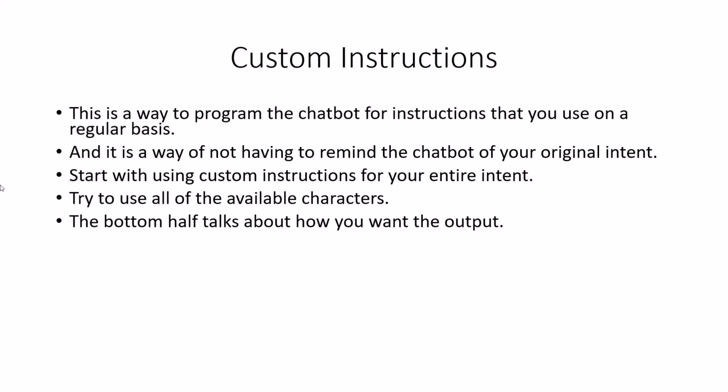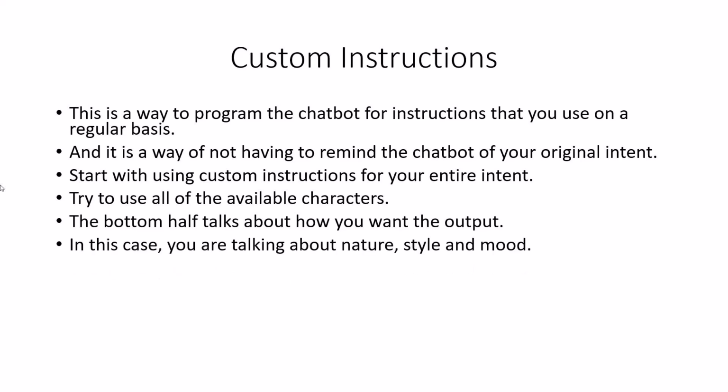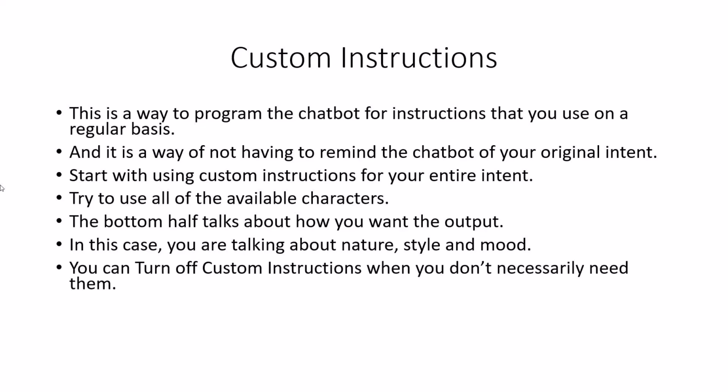So you want to make sure you tell and program the chat. And again, you get 1,500 characters. Now, it's not necessarily as important as the top half, but if you can fill it up with all of your instructions and how you want the output. And like I said, you're talking about nature, style and mood in that bottom area of custom instructions. Anytime that you don't necessarily need them, turn them off. So if your context does not dictate the custom instructions that you're giving it on a regular basis, if you're just trying to go for some general information, make sure you turn your custom instructions off for that conversation.